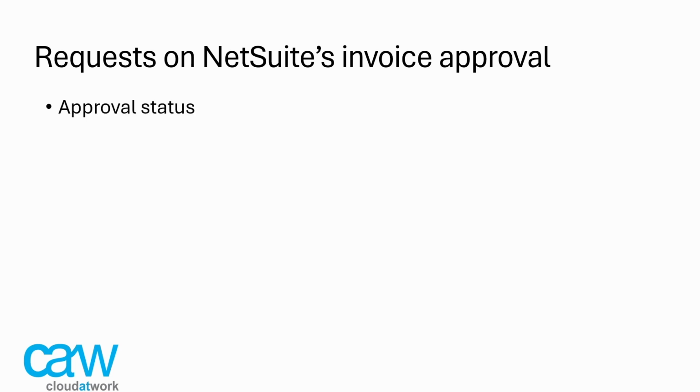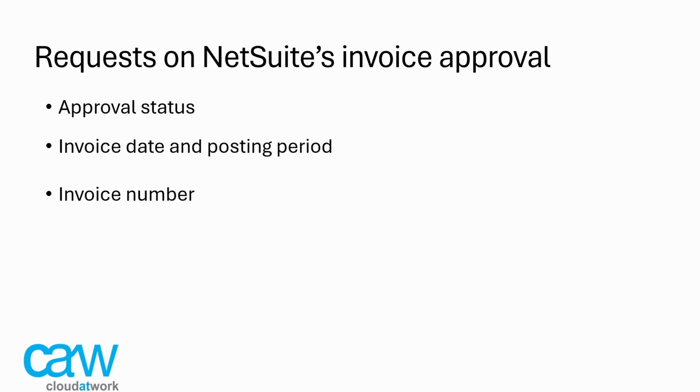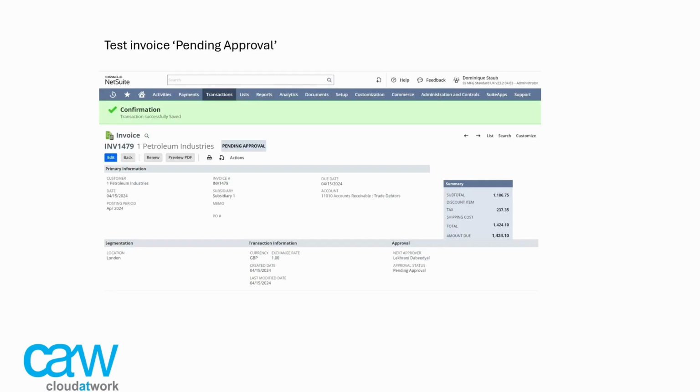Now, as you will see in the video, I'm going to cover 4 points: the approval status itself, the invoice date and the posting period, the invoice number attribution, and the due date and its impact on the aging. Now, let's begin with having a look at an invoice we created.